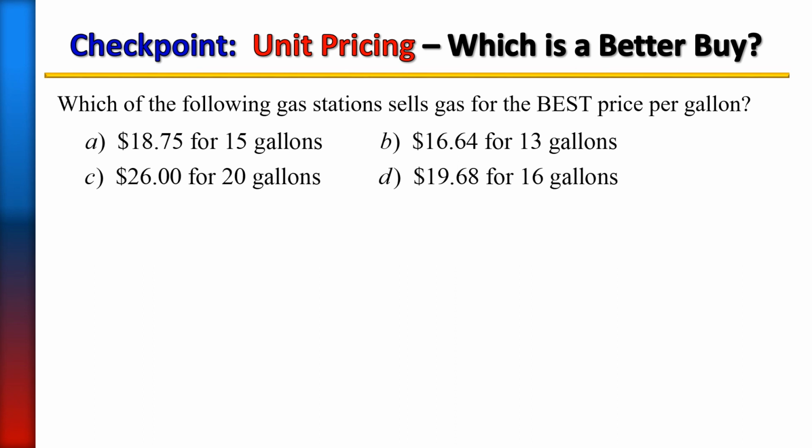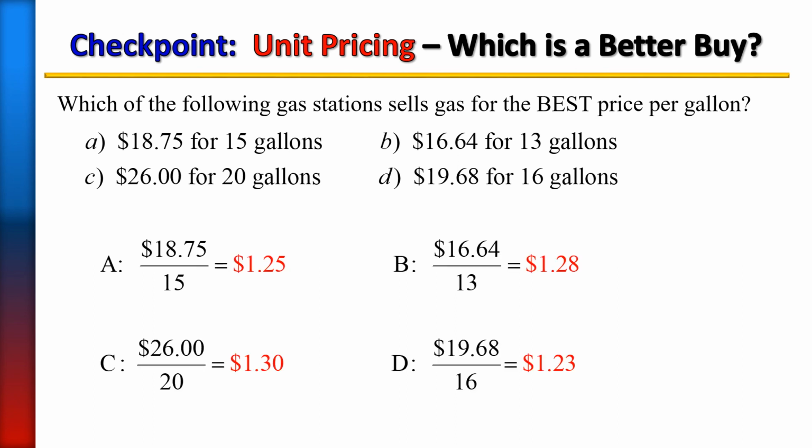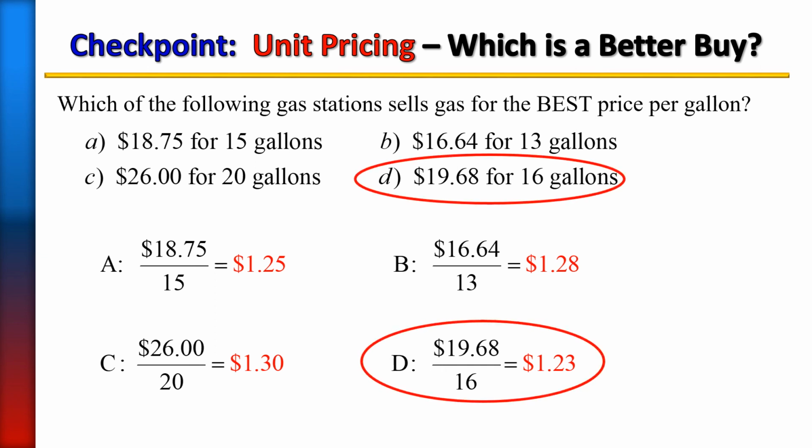Okay, let's see how you did. So if we take all of those and divide the price by the number of gallons, we see that the smallest value is choice D, the $19.68 for 16 gallons of gas. Okay. And there you have it. Again, using unit measure or unit rate pricing to compare or to find better buys.